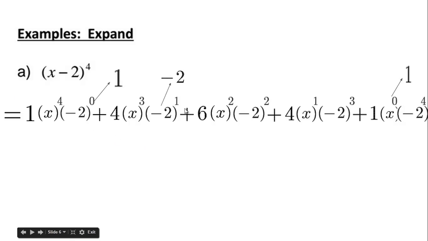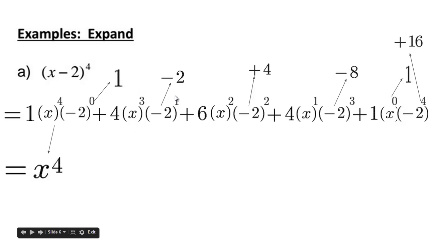So negative 2 to the 1 is negative 2. Negative 2 squared is 4. Negative 2 cubed is negative 8. And negative 2 to the 4 is positive 16. So what we're going to do now is multiply. 1 times x to the 4 times 1 gives me x to the 4.